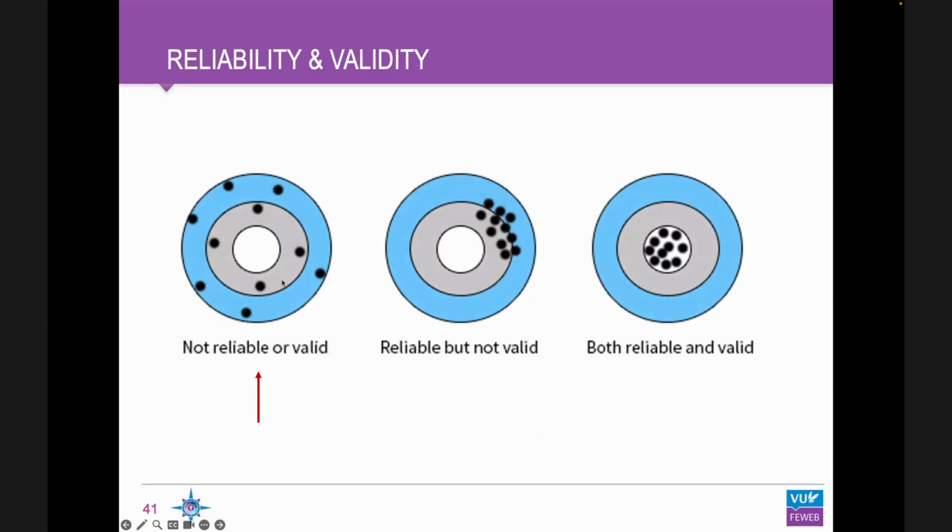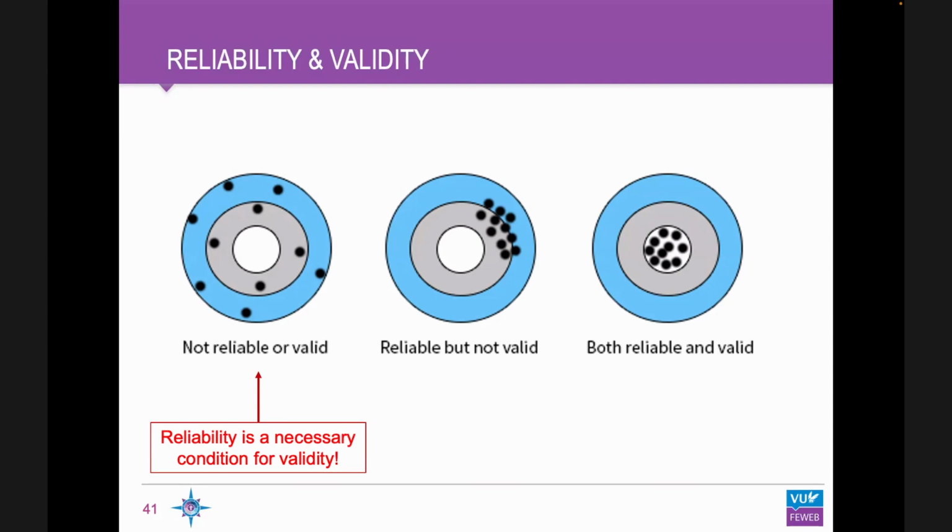So we have three, again, bullseye representations. In the first one, the observations are dispersed, and they are not very close to the true value. This is not reliable or valid. Here we don't see a systematic error, but we see a lot of random error. And as I said, because these answers are not consistent, so they are not clustered, we say that this is not reliable or valid. And reliability, don't forget, is a necessary condition for validity.